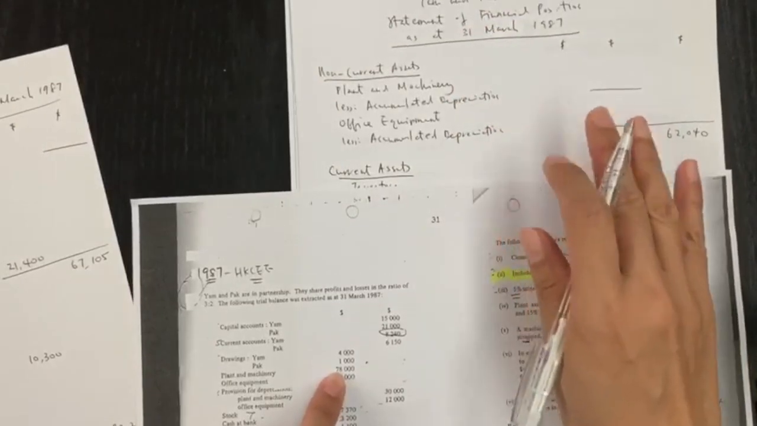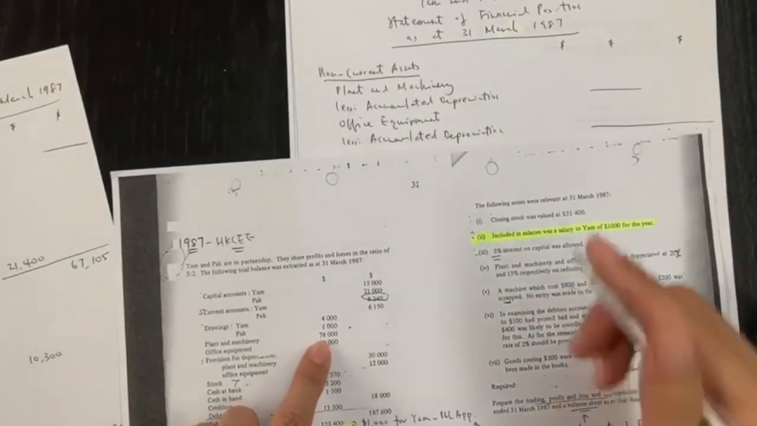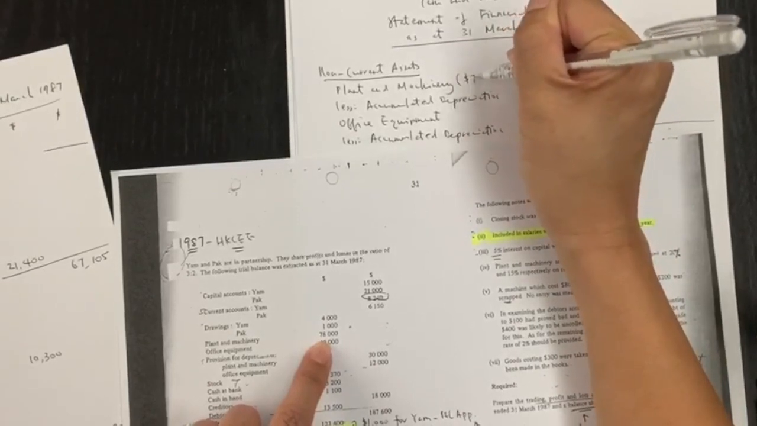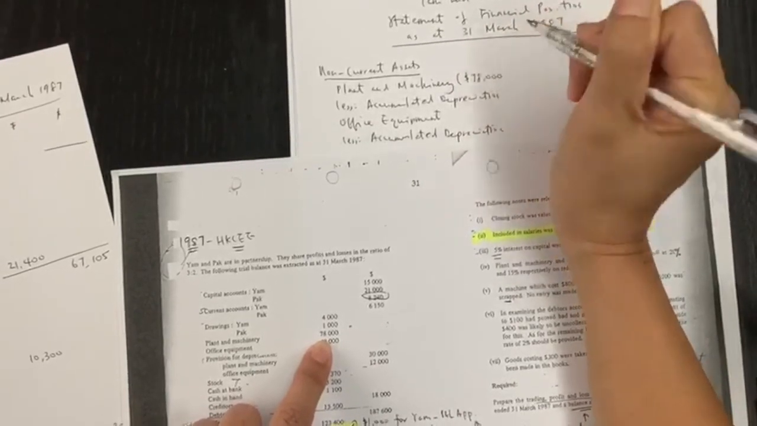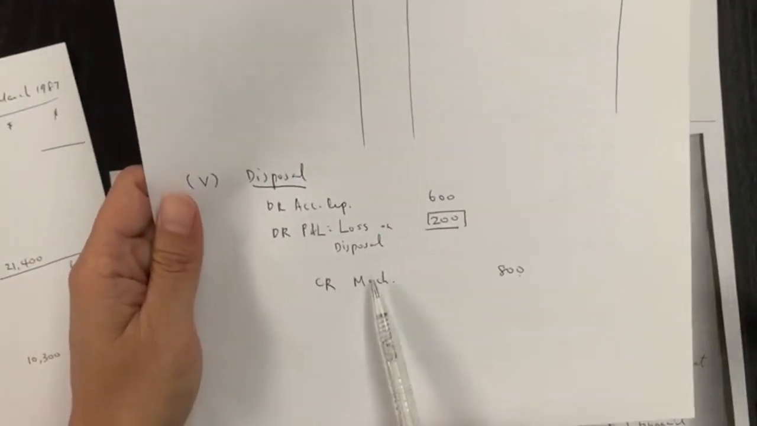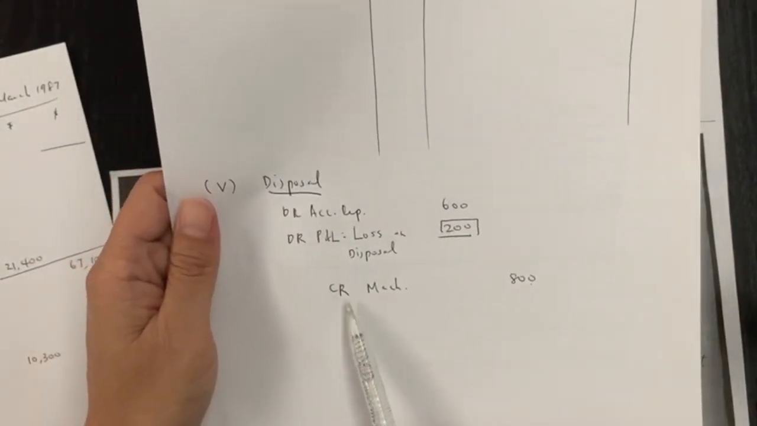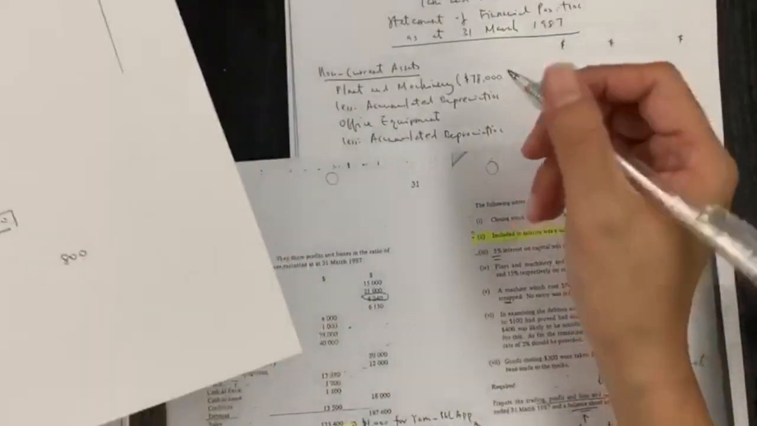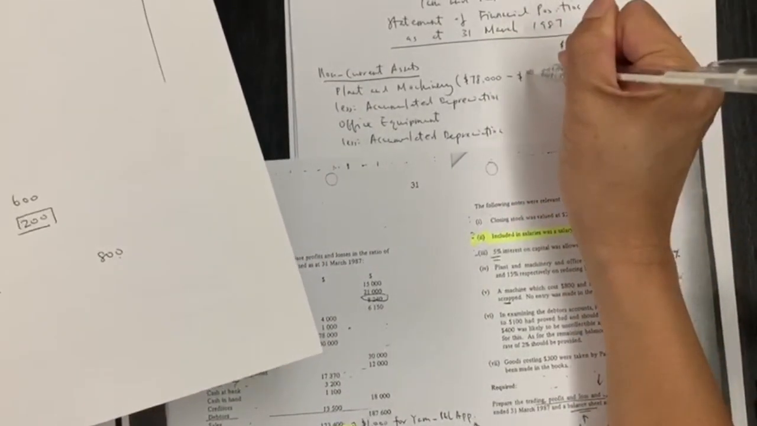Okay, make sure you can all see. So plant and machinery, the original figure here is 78,000. Since some double entries are excluded, which is disposal, therefore I need to credit machinery. I need to minus 800 for disposal.